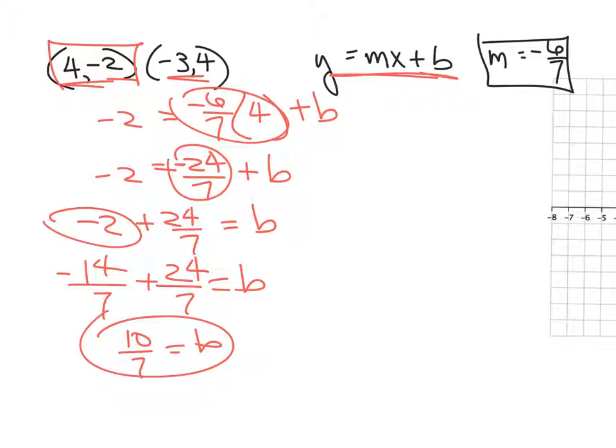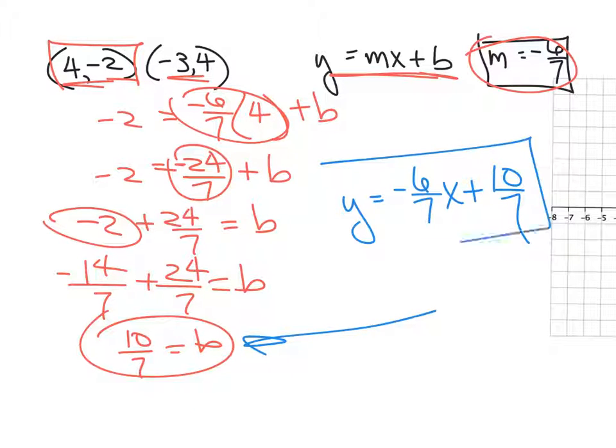I've got my y-intercept and I have my slope. So now I just take my y equals the slope x plus 10 over 7, which is my y-intercept. And I'm done. That's it. That's it for lesson 106.